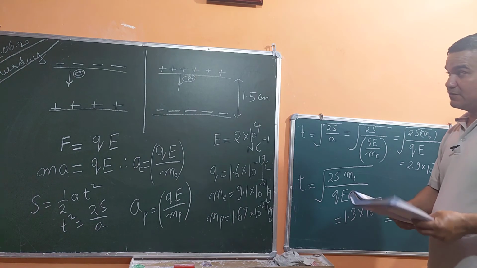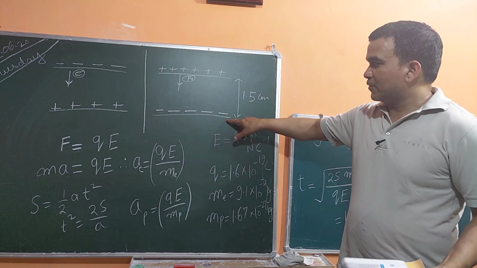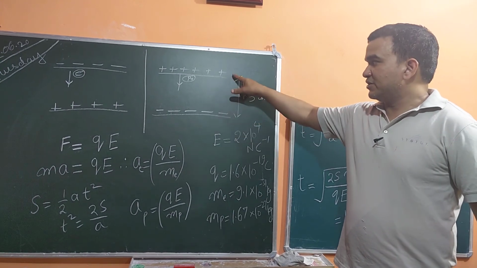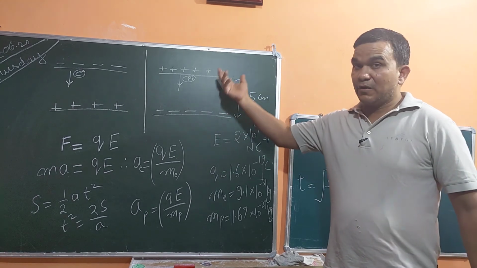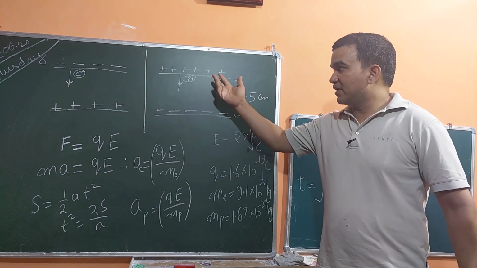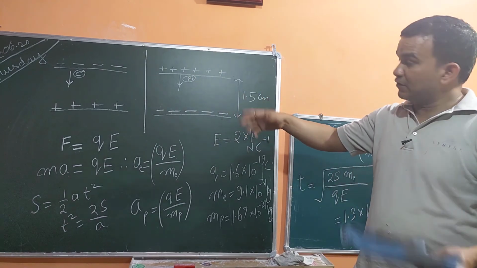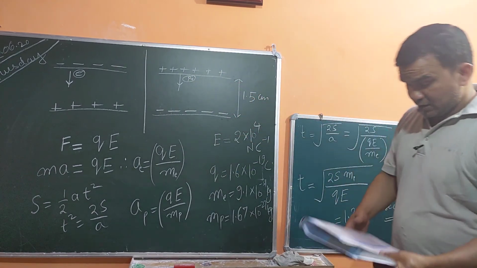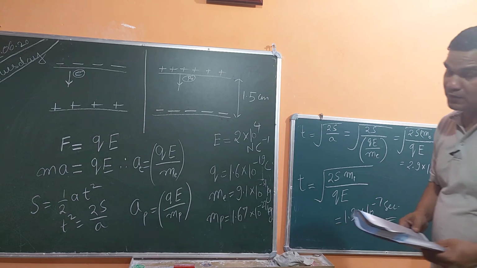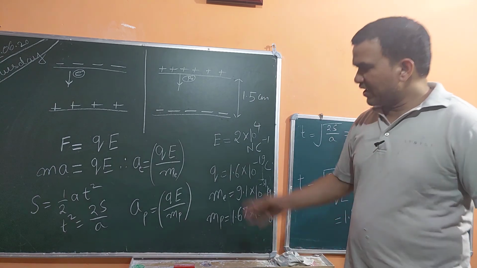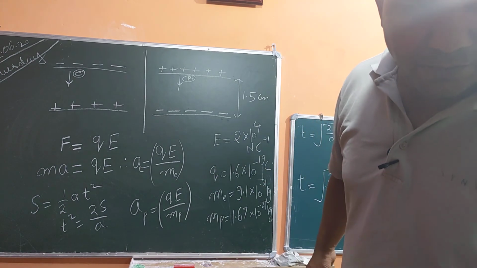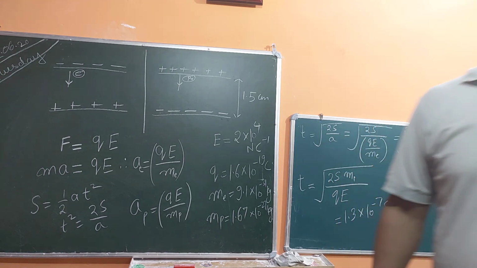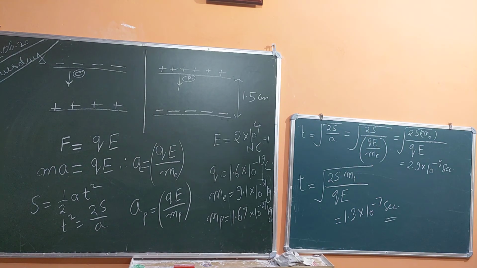So acceleration would be from this point to this point. In order to reach this point in this path, the acceleration of the proton would be 1.9 into 10 to the power 12. So if you do the calculation, you would get this figure. So this was all about problem statement 1.8. Okay, I hope the solution was clear to you. So thank you.